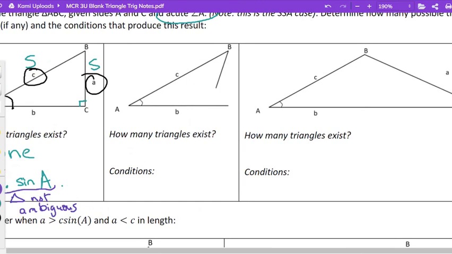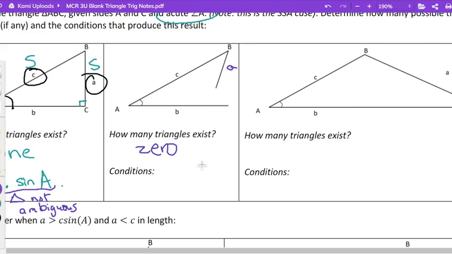In this case, we've got a length of A, this is my A, that is too short to connect to B. In this case, how many triangles are formed? Zero. Yes. So this is not an ambiguous case. This is just a case where there are no triangles formed.